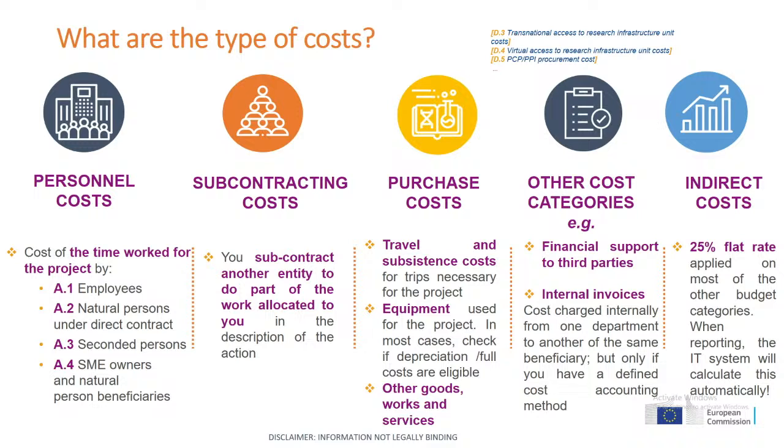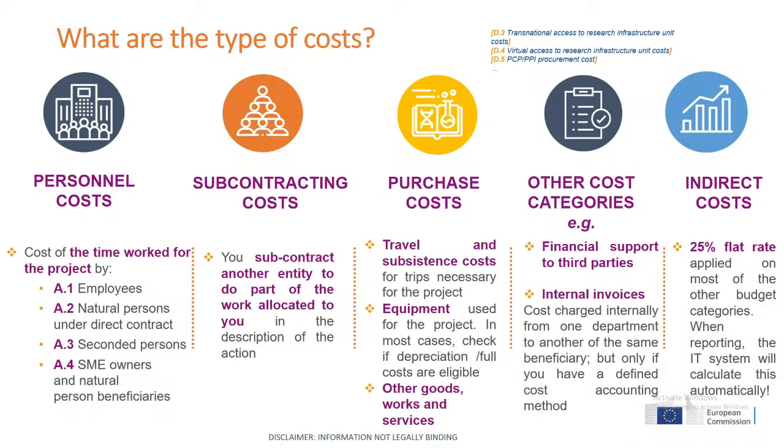There is as well a special category, the other cost categories that we have, for instance, financial support for third parties, and this is relevant for your specific actions. So then you have to check in your grant agreement if this type of cost is foreseen, the financial support for third parties. But also another category could be internal invoicing. So it's all those costs charged internally from one department to another inside the beneficiary. So you may have an internal rate, an internal tariff with an internal methodology which establishes how to claim certain costs between the different departments. And these costs could be eligible as well if some specific conditions are met.